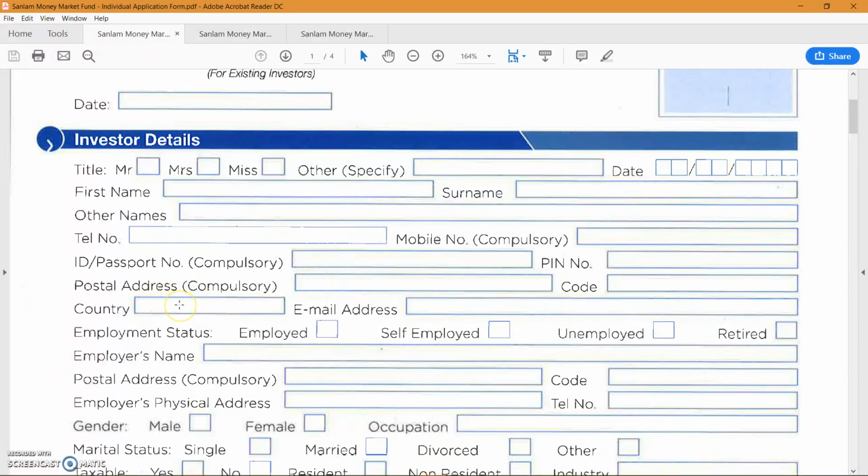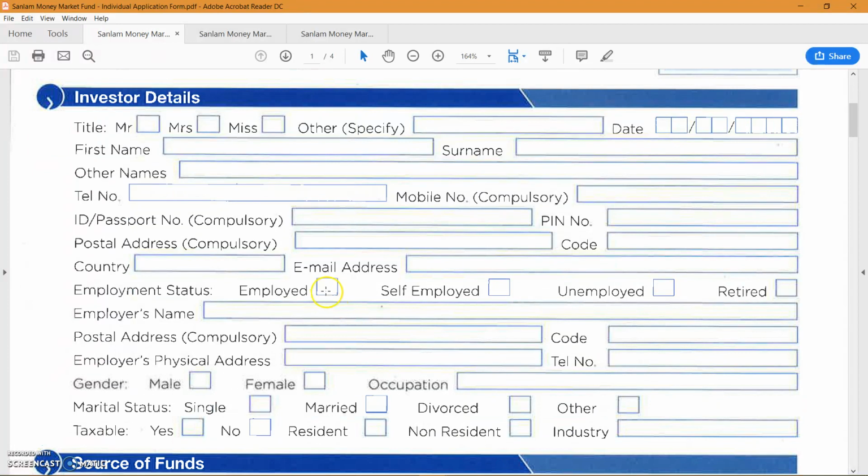The country here is the country where you come from. The email address, this is your personal email address. This is where you'll be receiving monthly statements from Sanlam, and they also send market intelligence reports, which is a very nice add-on to their customers. You'd indicate here what your employment status is. For example, if you're employed, then you'd have your employer name, their postal address, their physical address, and so on.